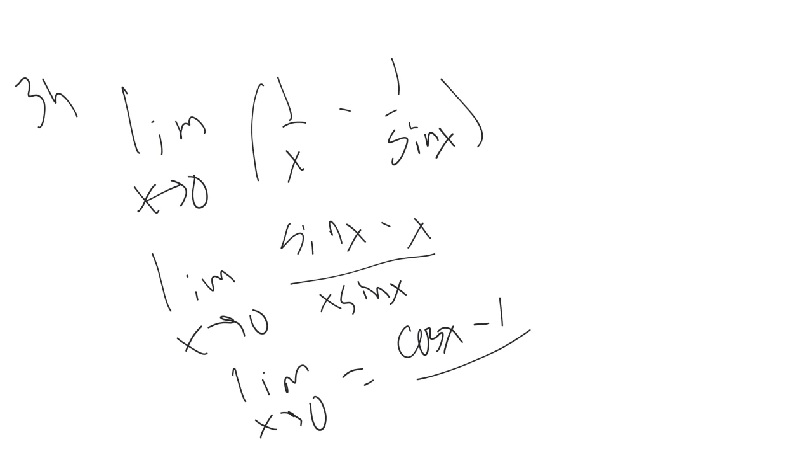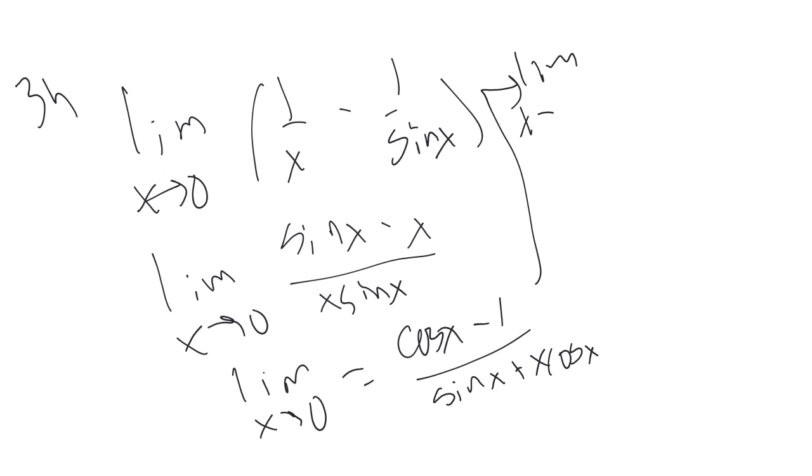So now when we do the product rule here, we get sine of x plus x cosine x. When you plug in 0 now, you get 0 over 0 again. So we're going to have to do another L'Hopital's rule. So the top becomes negative sine x. And the bottom, we have another product rule. So that's going to be cosine x minus x sine x.